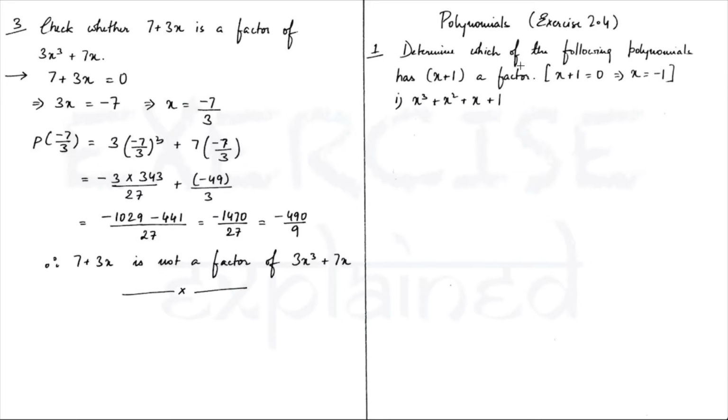Let's start with it. Question: determine which of the following polynomials has x plus 1 as a factor. The first one is x cube plus x square plus x plus 1.